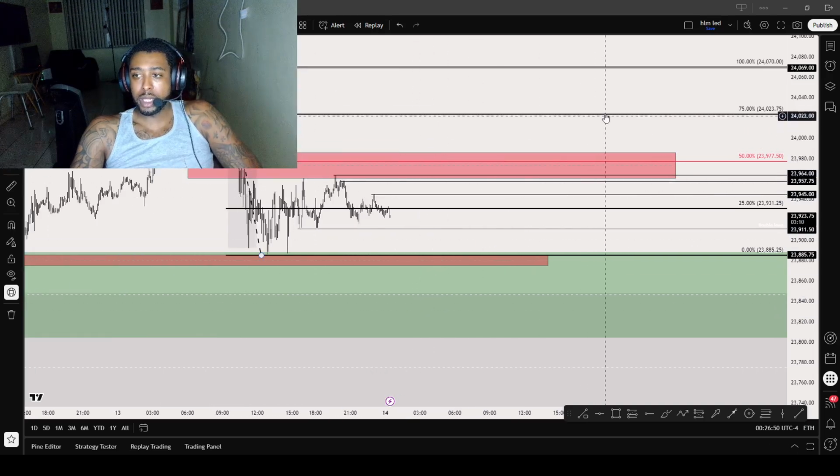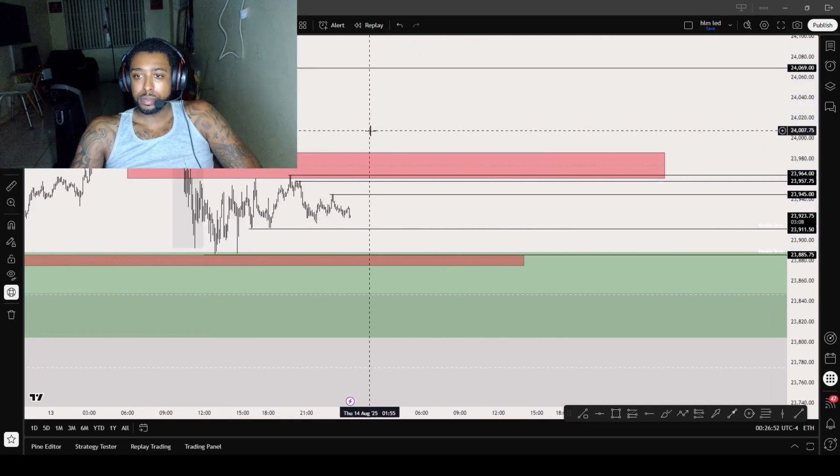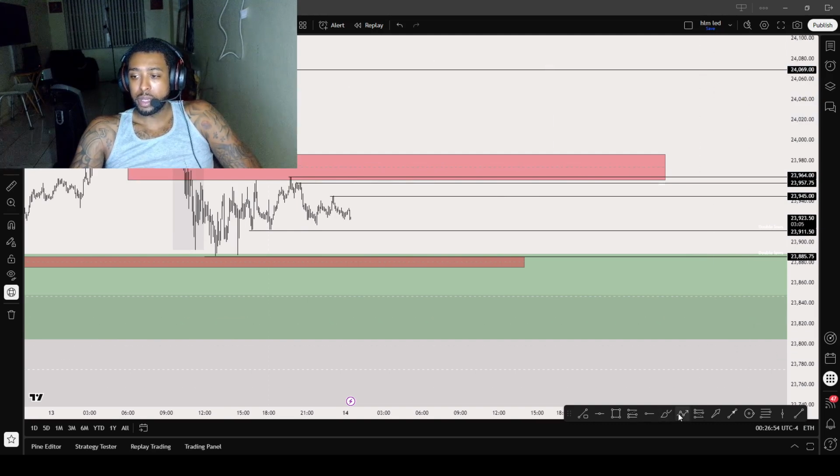The AMD model is literally, it accumulates, right? Which is just generating highs and lows.